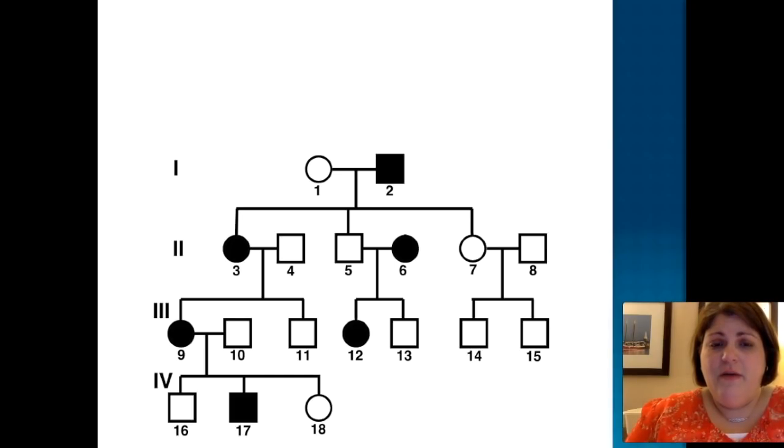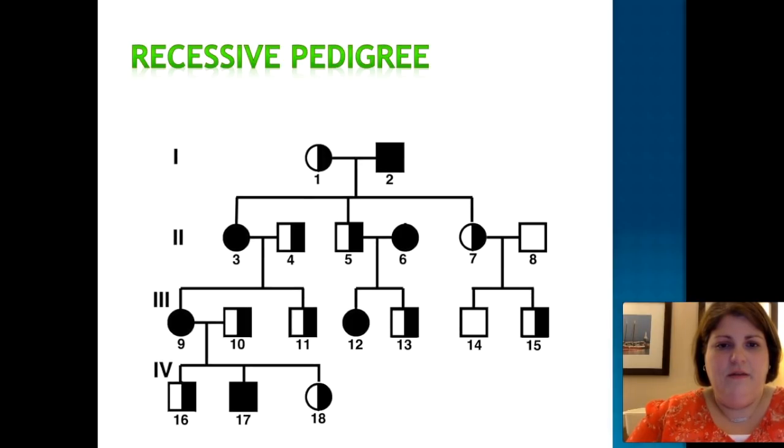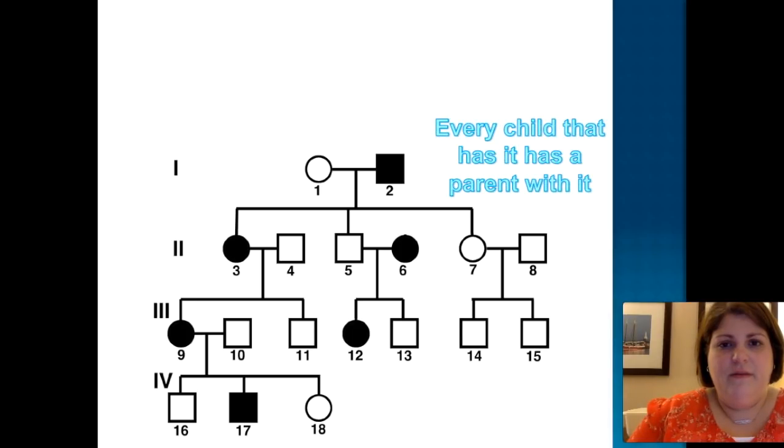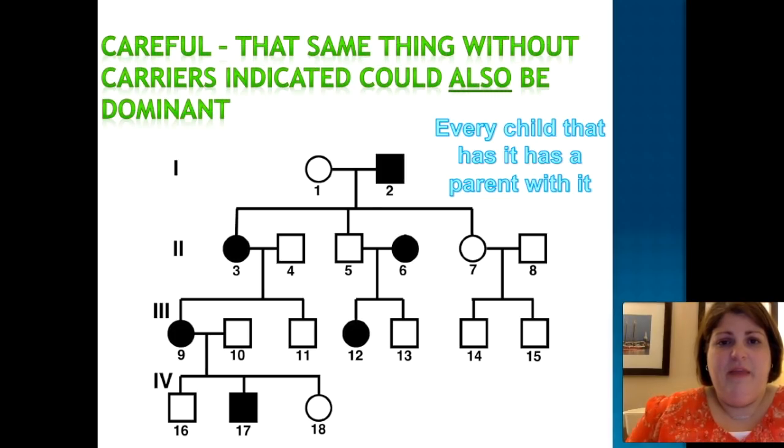Be careful, though. Here we see that exact same pedigree. Take a look. Let me go backwards. Same exact thing. But this one does not show carriers. And it is possible for this pedigree to be dominant. In this case, every child that has it has a parent with it. And so we can't conclusively rule one way or the other. And so this one could be dominant or it couldn't be. So once again, be careful. On the previous slide, it was definitely recessive. In this one, we can't conclusively decide that.